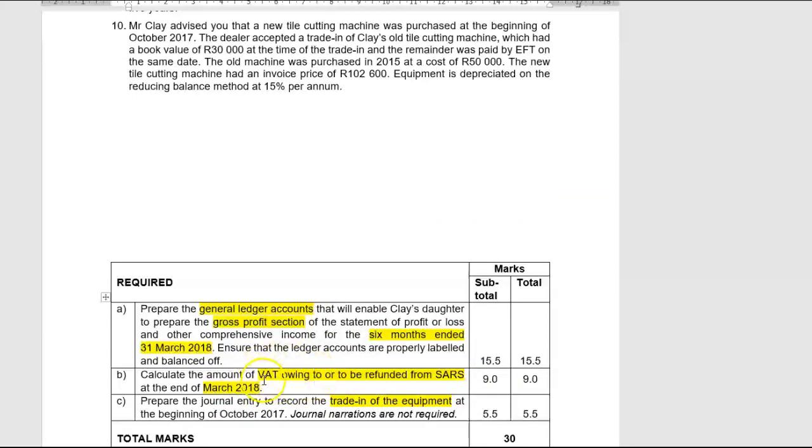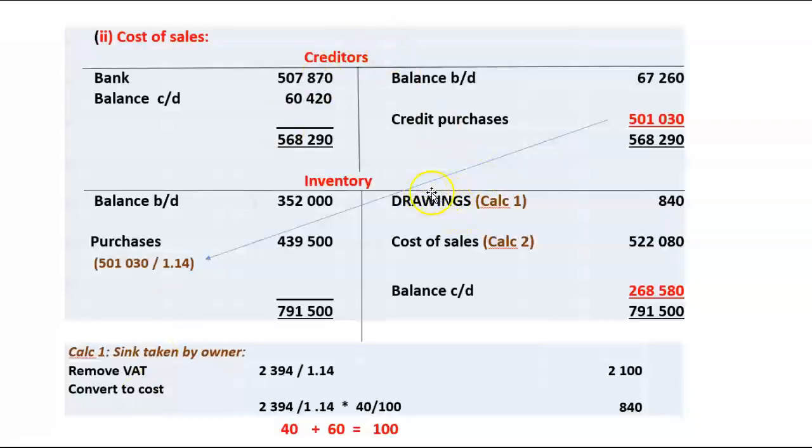The second thing is we have to update our VAT account. Now, we do not claim VAT on cost of sales because that is not a VATable item. Where is the VATable item? The VATable item is on the purchases. So in order to do our VAT control account, we have to balance off these two accounts in order to derive the VAT input that we could have claimed on credit purchases. So the balancing figure in our creditors account is then the 501,030.